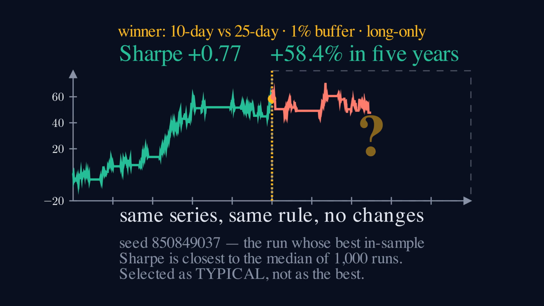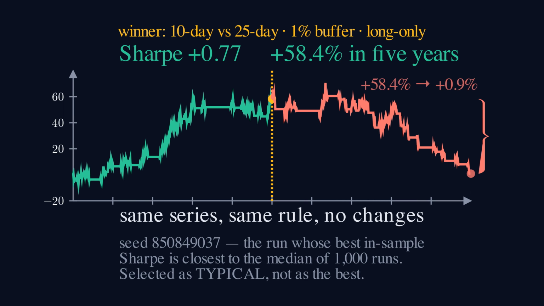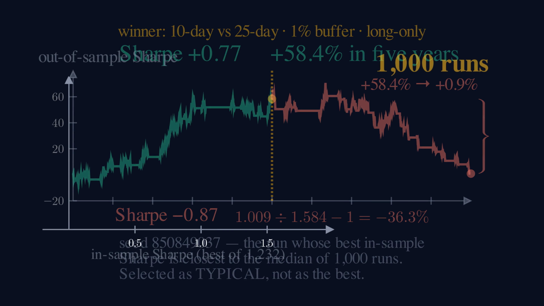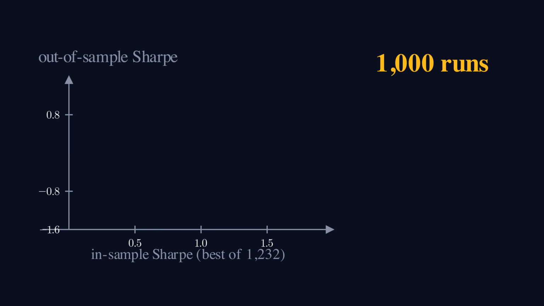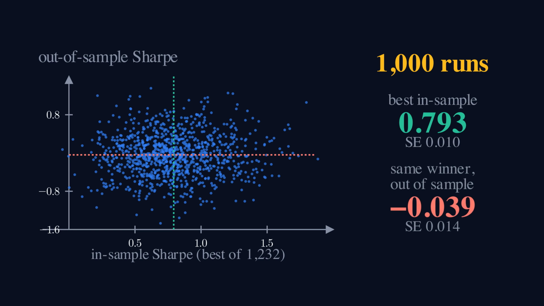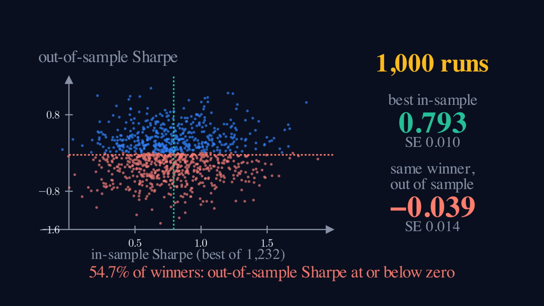A Sharpe of negative 0.87. It gave back 36.3%. And that's one path. Run the whole experiment 1,000 times over. The best Sharpe in that first 5-year half, the in-sample half, averages 0.793. That same winner's Sharpe in the second half, out of sample, averages negative 0.039. Call it 0. And more than half of the winners came out negative.